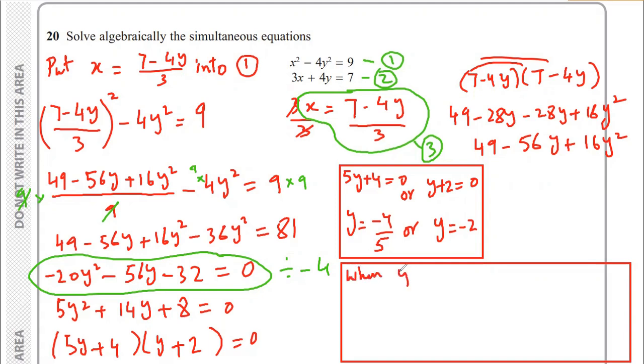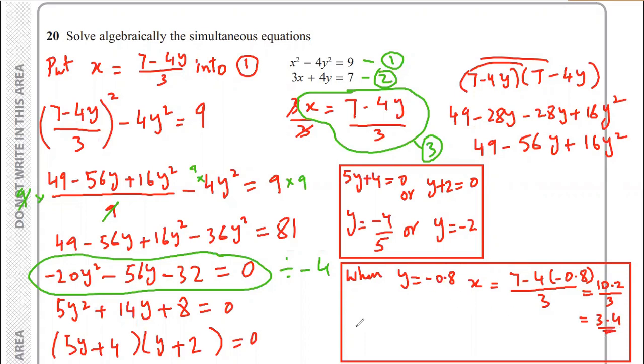Right, so what we can do is, when y is equal to minus 4 over 5, which is minus 0.8, what will x be in that case? x will be equal to 7 minus 4 times minus 0.8, and all of this divided by 3. This will give me positive 3.2 plus 7, 10.2 over 3, which will simplify to 3.4. So this is the value of x.